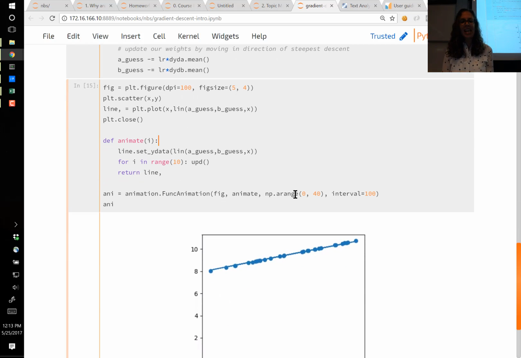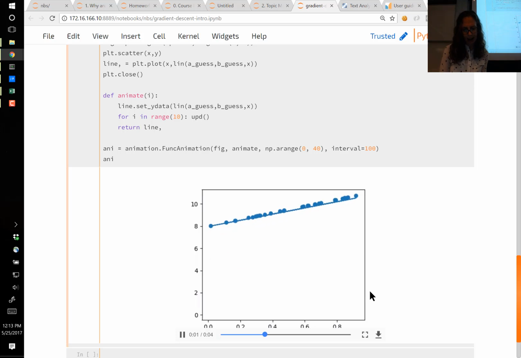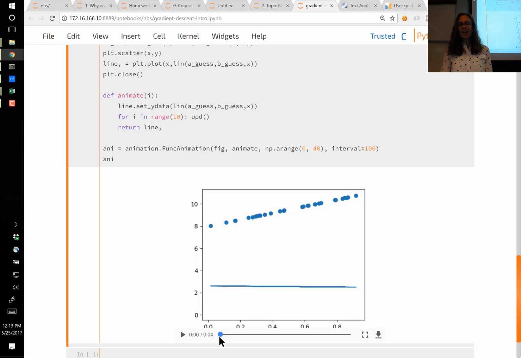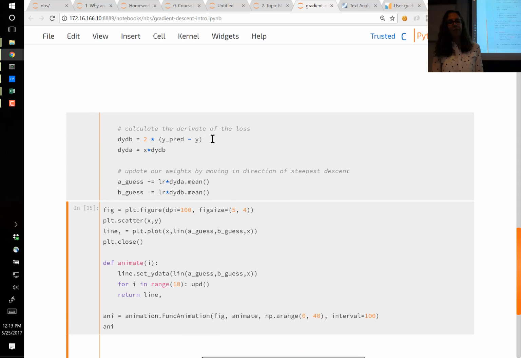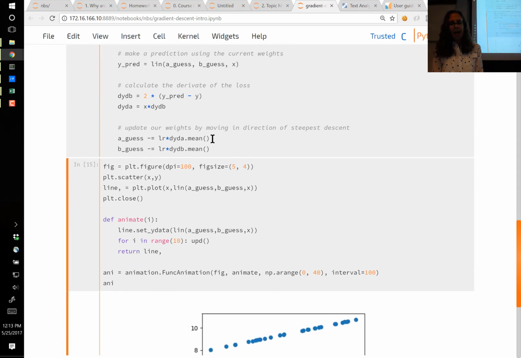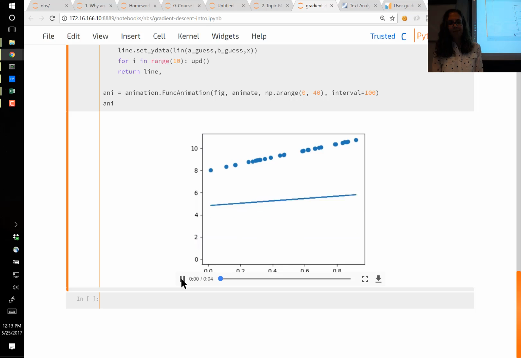And then this is really neat. This is an animation that shows what's happening. Let me stop this. So we're starting down here when we've guessed 1 and 1 for our a and b, which is not a very close approximation at all. And we can see as it runs, here inside of animate, we just have a for loop that's calling our update method from up here, UPD. And so we can see that the line gets closer and closer until it's a really accurate guess.